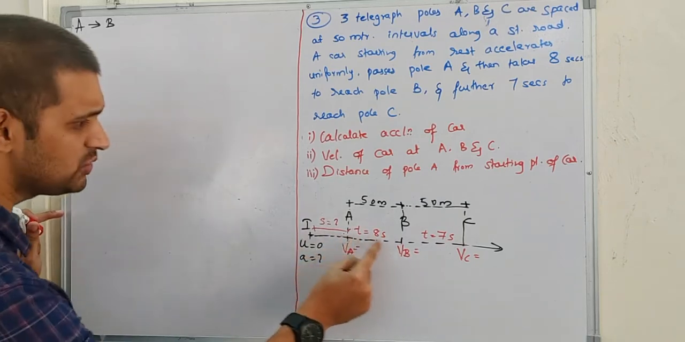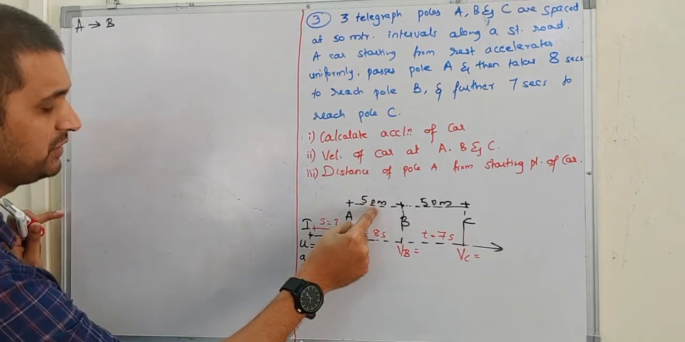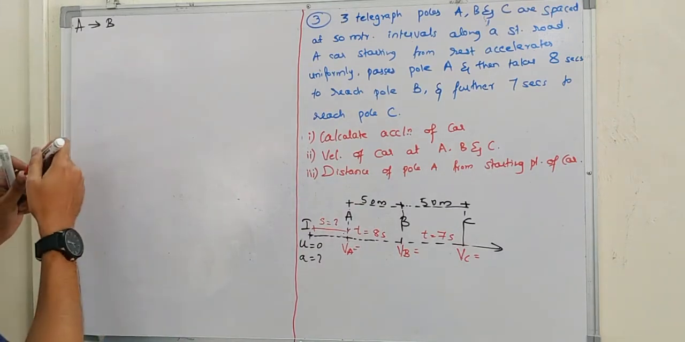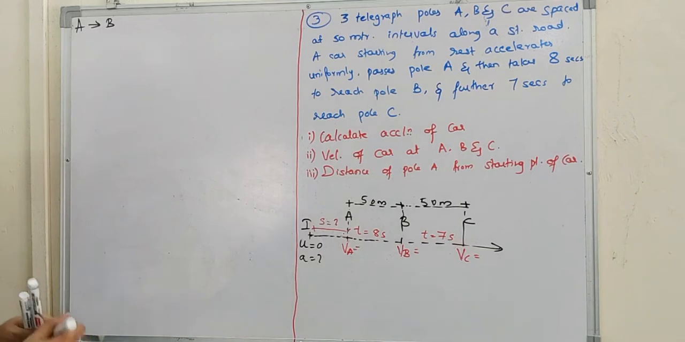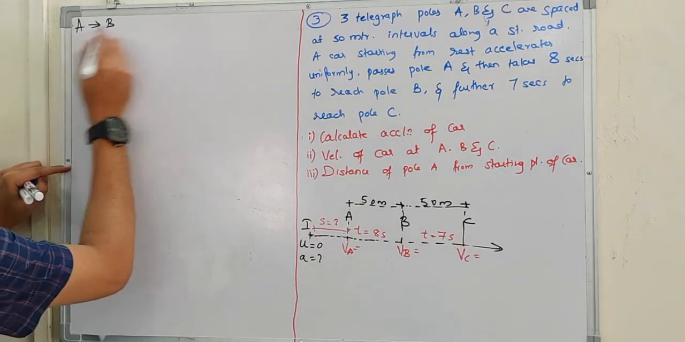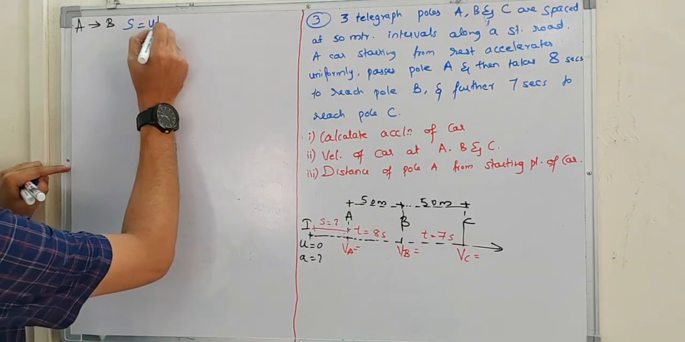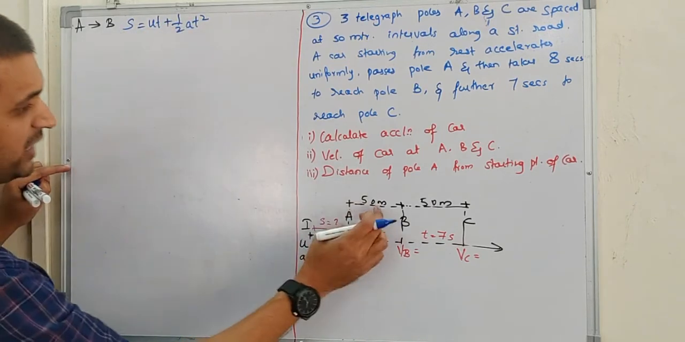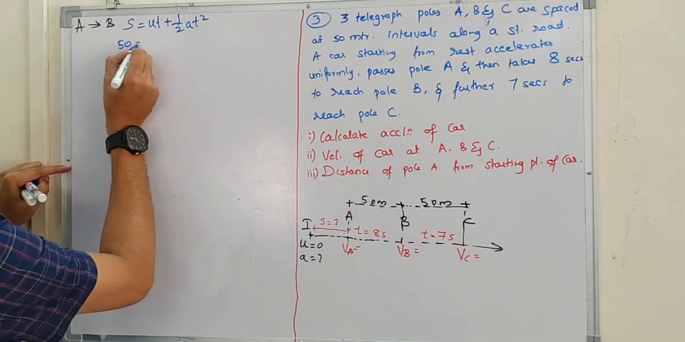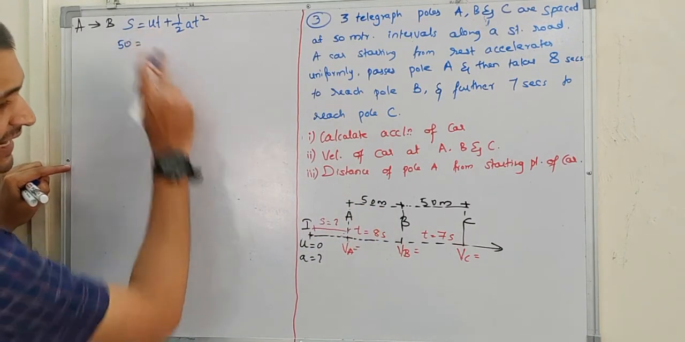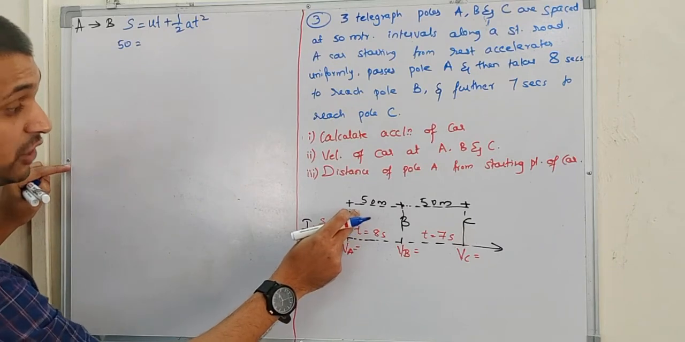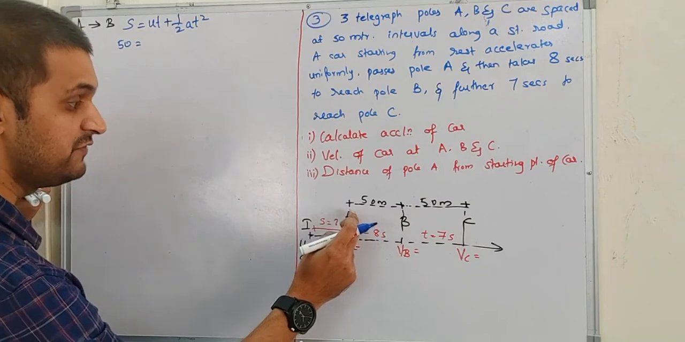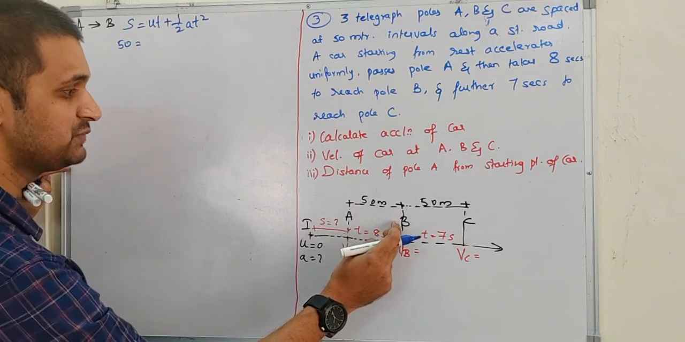From here to here we know the distance traveled, or the displacement, which is 50 meters. So we are using only A to B. We are using s = ut + 1/2 at². From A to B we know the distance is 50 meters, so u has to be calculated. u will be the initial velocity at A. Taking from here to here, VA becomes the initial velocity and VB becomes the final velocity.